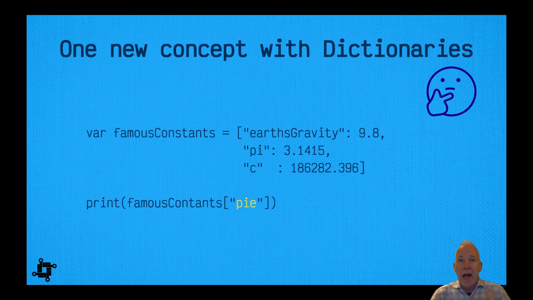So this is an attribute of dictionaries that's not really true of arrays. When we go into a dictionary with a key, it may not come back with a value because that key may not be defined in the dictionary.